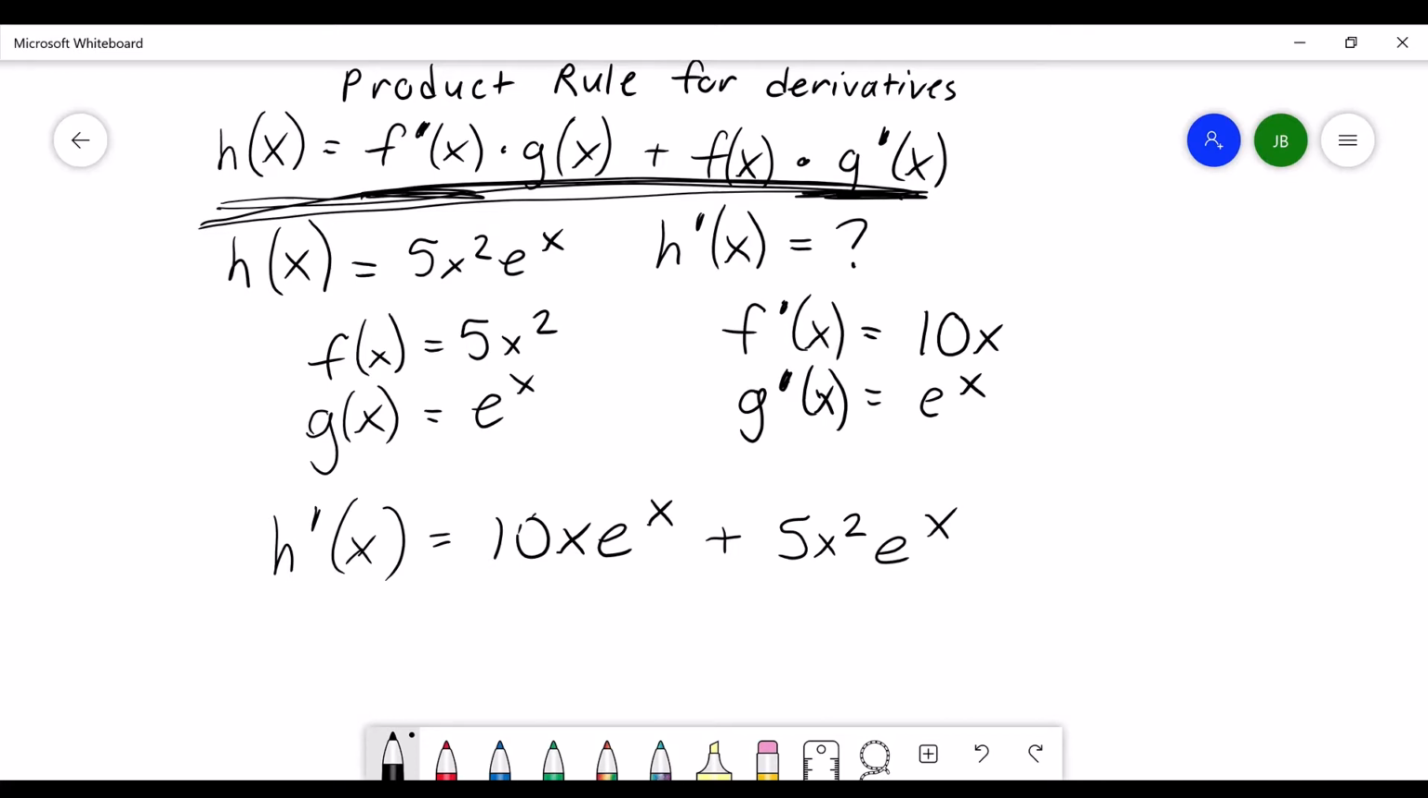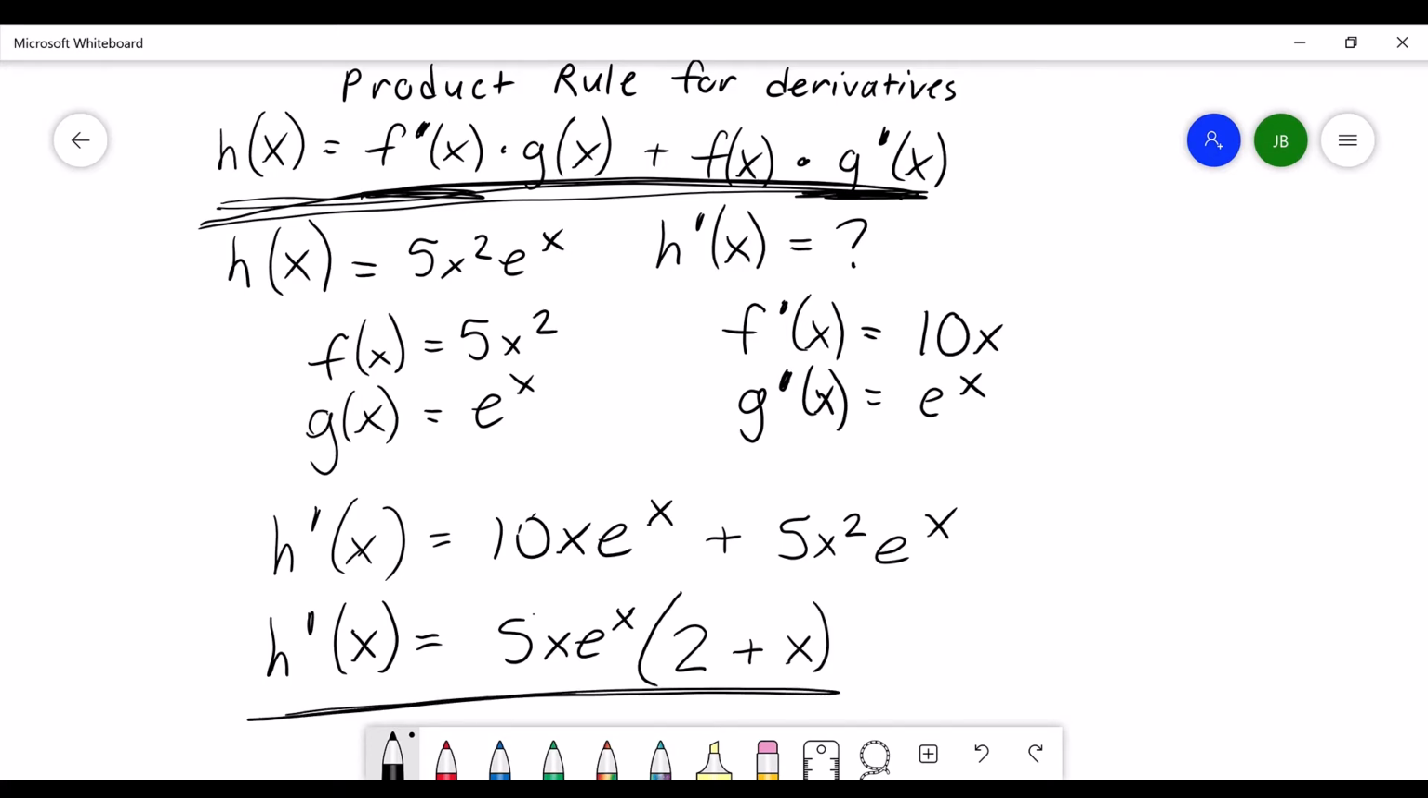Your teacher may want you to factor this, so let's go ahead and do that. h prime of x equals, let's see, what do we have in common here? I see a 5 and an x and an e to the x. And left over here, we have a 2 and an x. Alright, that's our final answer.